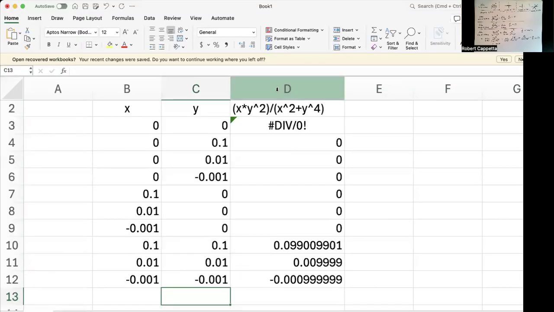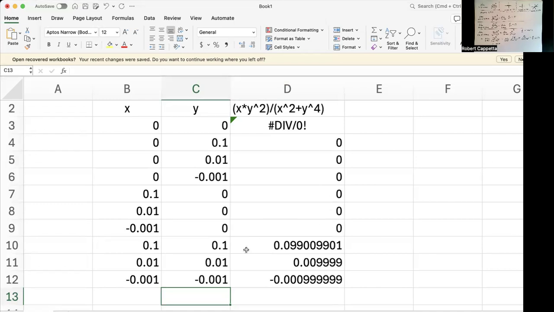So here we go. We have xy squared over x squared plus y to the fourth. 0 over 0, division by 0, not in the domain. Here's all the values where x is 0. Here, notice all of the y values are 0, and here the x values are getting closer to 0. The result is always 0.